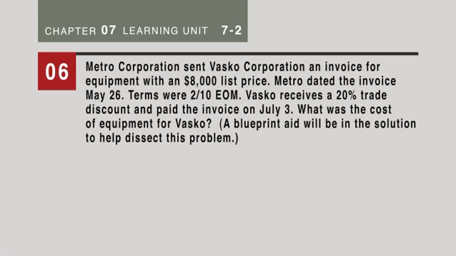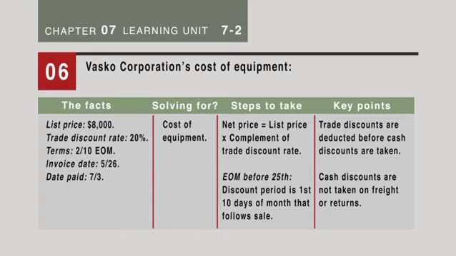Let's first look at the blueprint. List price is 8,000. Trade discount 20%, terms are 2/10 end of month, but the bill is dated 5/26. So really we have the month of June and the first 10 days of July. The date is paid on July 3rd. We have our cost of equipment. We need the steps. Net price equals list times the complement. And again, to recap, EOM before the 25th, well, this is not the before, this is after, so we're going to gain an extra month. So let's look at the steps.